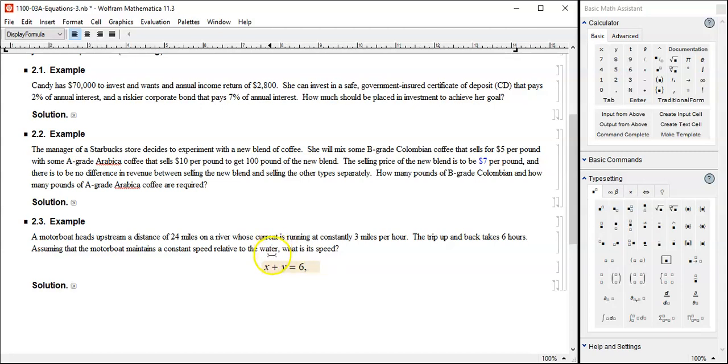Where x is, what is x? Total time takes 6 hours, so x is the travel time upstream, y is the travel time downstream. Let's set it up like this, and then they add up to 6. Okay, alright. How about ax plus by?